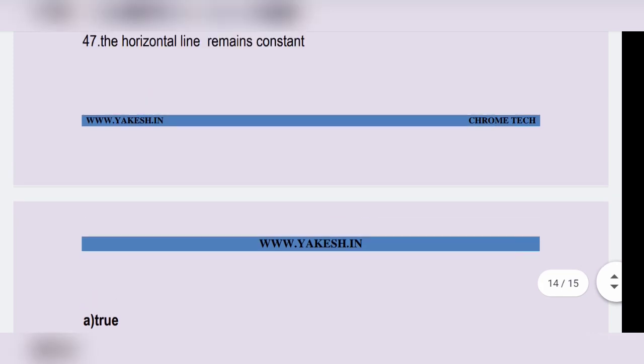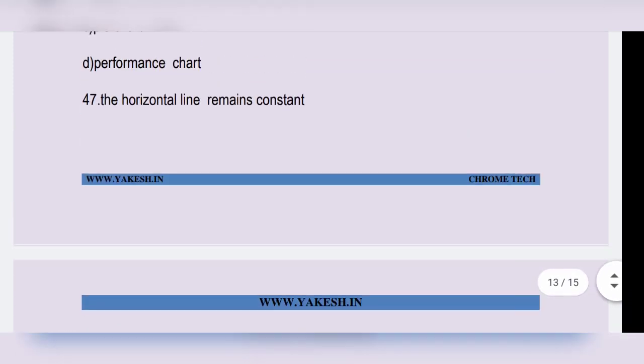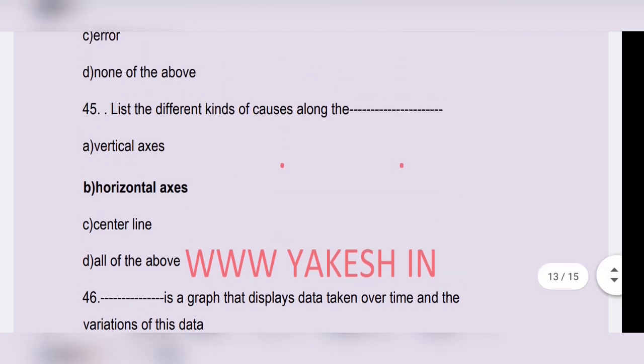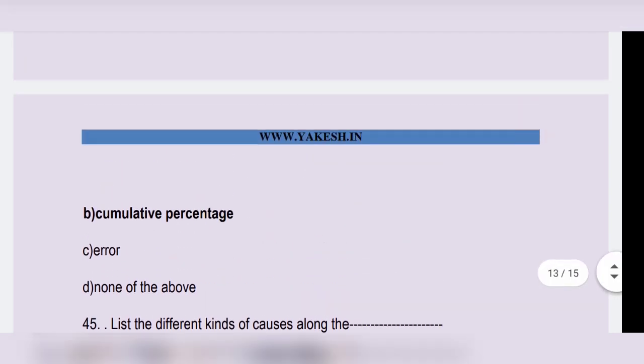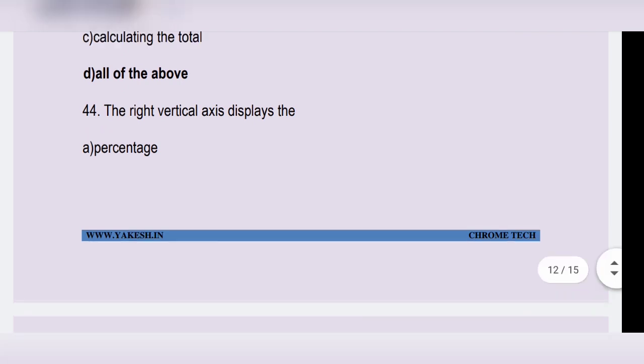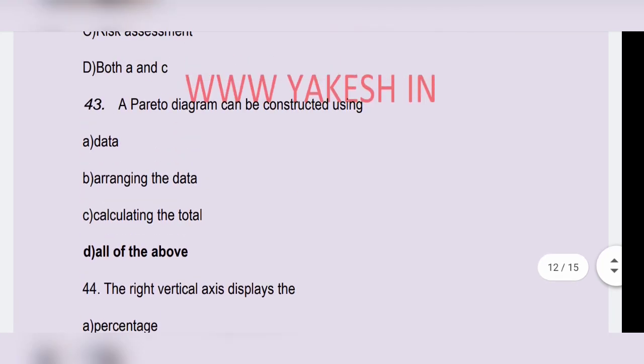Horizontal line remains constant. True. Control chart is a graph that displays data taken over time and variation of data. Lists the different kinds of cases along the horizontal axis. Cumulative percentage. What is cumulative percentage? The right vertical axis displays the cumulative percentage. The Pareto diagram can be constructed using data, arranging the data, calculating the total. All the answers are right.